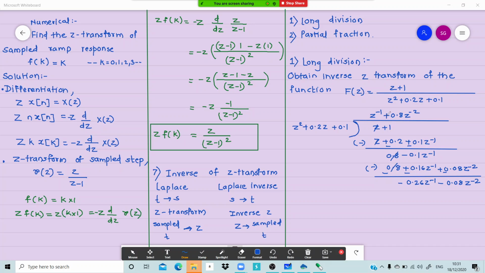Now you can go ahead for the next steps. I will not do them, but it is very clear that the next term is going to be 0.26 z raised to minus 3. Correct? And because it's minus, you know that you are going on the left hand side of the sequence, because whenever you are talking about Z transform, right? And when you are going on the left hand side, it goes as z raised to minus 1, z raised to minus 2.